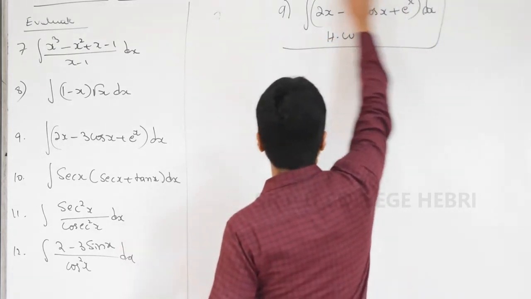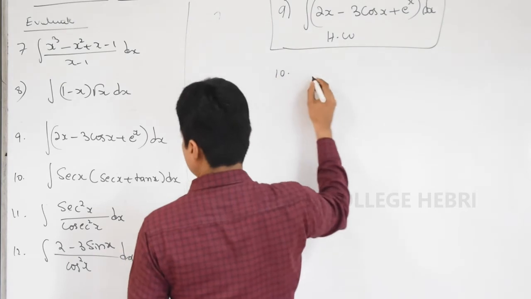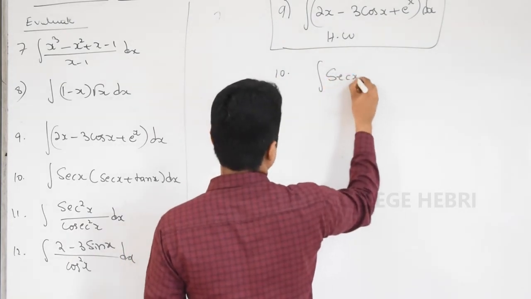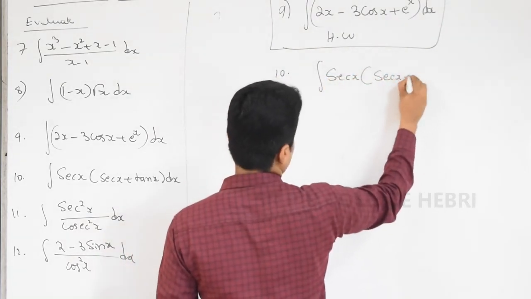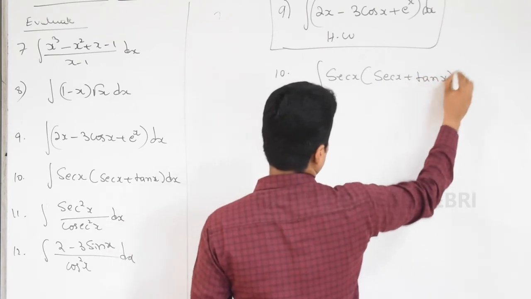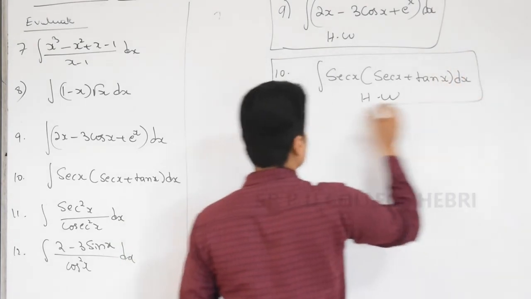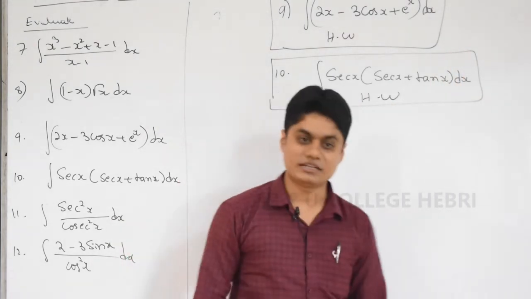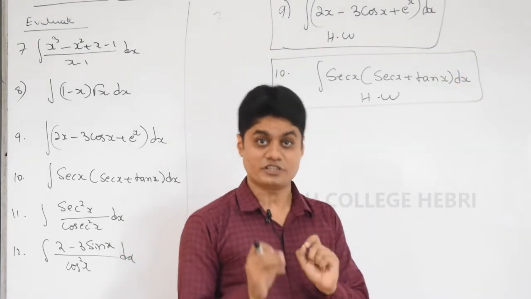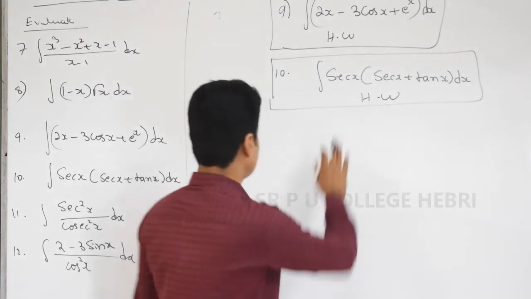It's a homework problem. So I'm moving to the 10th one. What is the 10th one? Secant x into secant x plus tan x. Even this you can solve. I'm not going to solve this. This is again a homework problem. I will give you the simple ones, and the difficult problems I will do, don't worry. But even a simple question, you at least have to do it. Remember that. So this is also a homework problem.